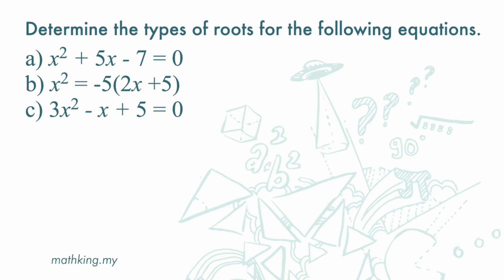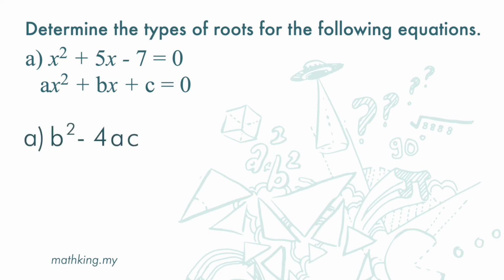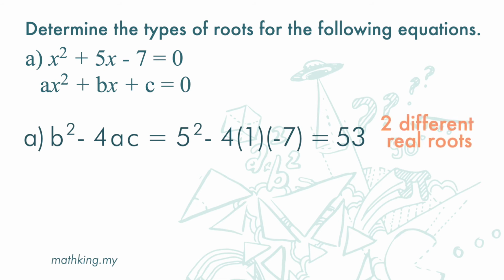Determine the types of root for the following quadratic equation. Here, a is 1, b is 5, c is -7. We plug the numbers into the discriminant, and we get 53, which is greater than 0. So this equation has two different real roots.